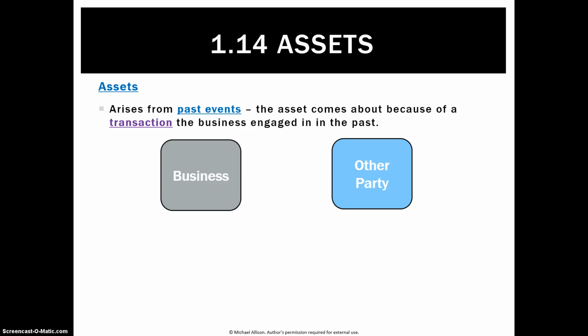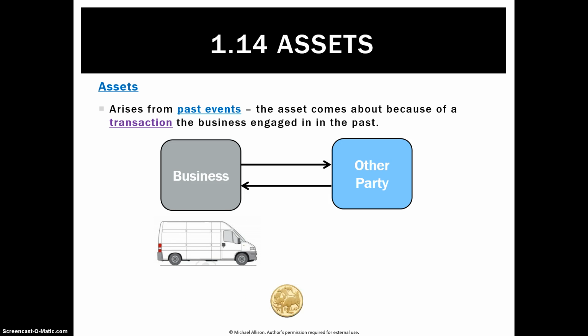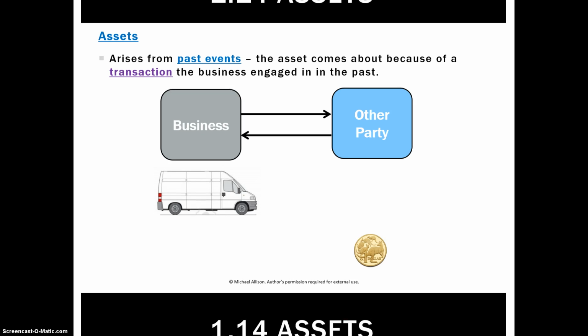The second part was it must be something arising from a past event. The asset must come about because of a transaction that the business engaged in the past. So for example, we have our business on the left and another party on the right. In this case, let's say we did buy a van. Another party provided us with a van. We provided them with money. Well, that's your past event, some sort of transaction. Now, obviously, money doesn't have to be exchanged. It could be a promise of money, which will create a creditor, but that is still a transaction, which is the second part of an asset.